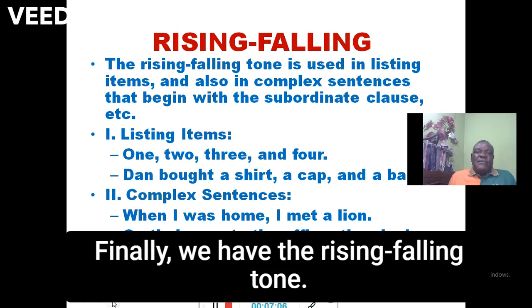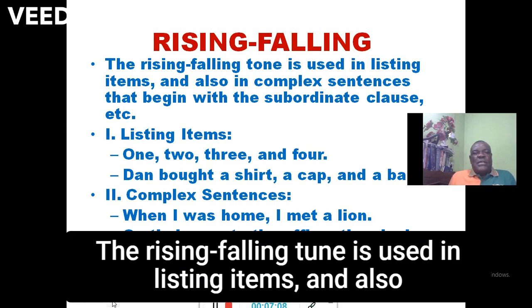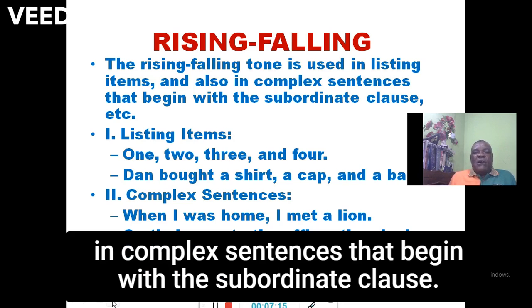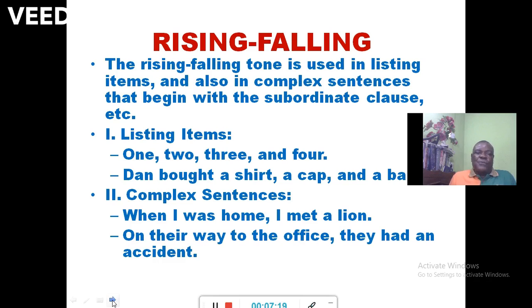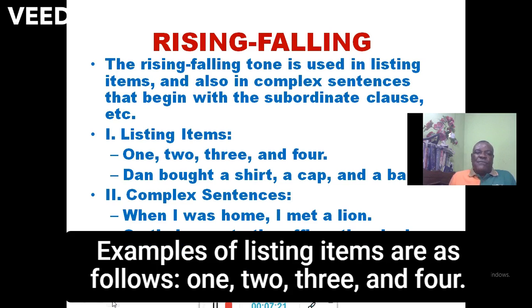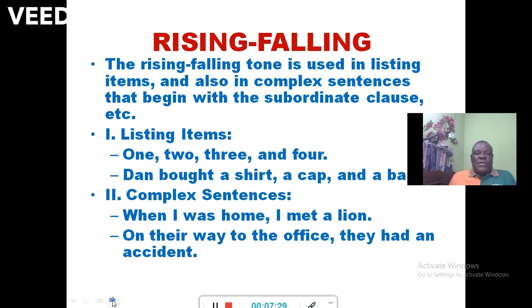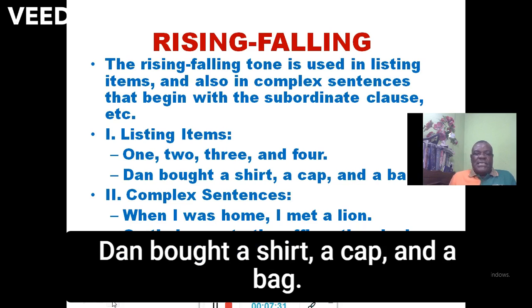Finally, we have the rising falling tone. The rising falling tone is used in listing items and also in complex sentences that begin with the subordinate clause. Examples of listing items are as follows: 1, 2, 3, and 4. Dan bought a shirt, a cap, and a bag.